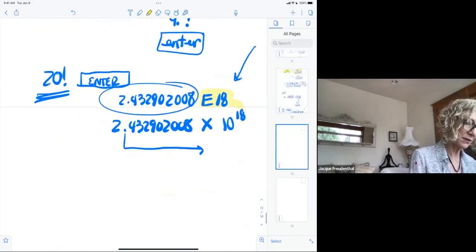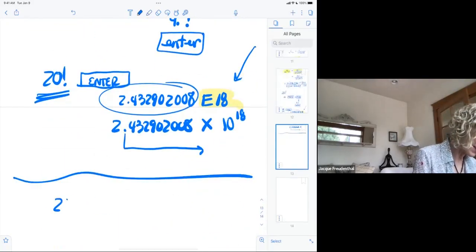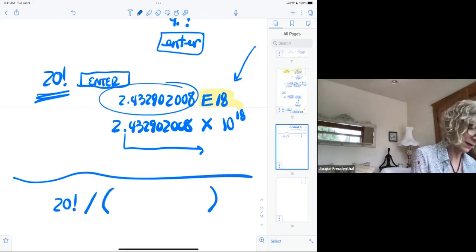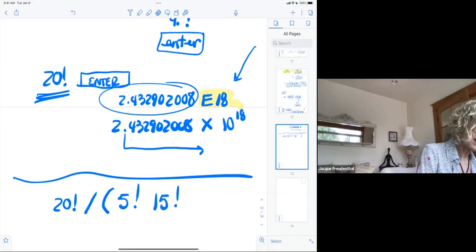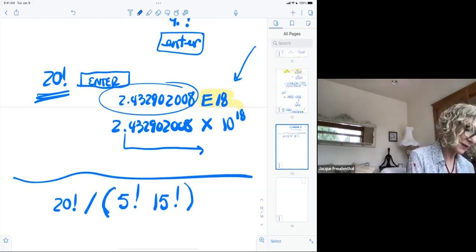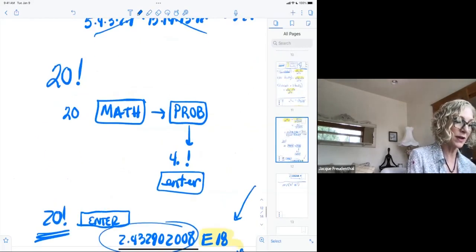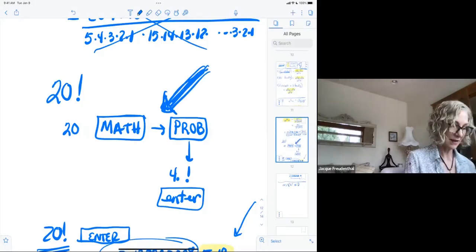I'm taking a little bit more time on this. So you could in your calculator put 20 factorial, use your division, put parentheses because it's the whole denominator, put your 5 factorial, put your 15 factorial, and you can get your answer that way, making sure you put parentheses, and you'd have to just keep going in and grabbing this factorial option under math probability.